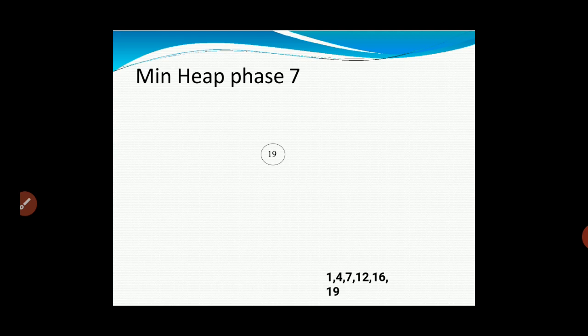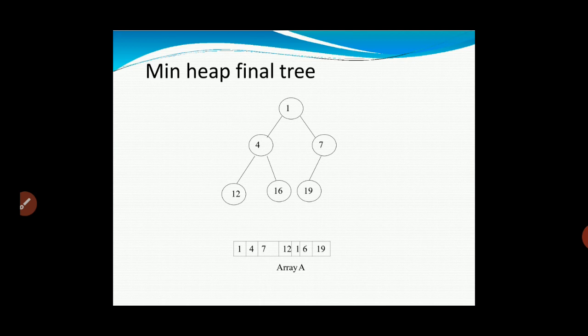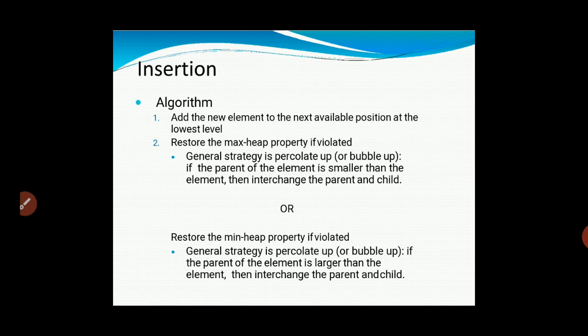That means we extract all the values in the sequence 1, 4, 7, 12, 16 and 19, and then finally we have the sorted elements. That means in heap sort, first we construct a heap, and after constructing it we heapify, as a max heap or min heap. After constructing the min heap or max heap, you extract the values; that type of algorithm is applied.